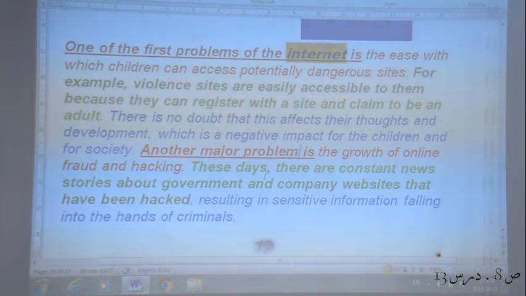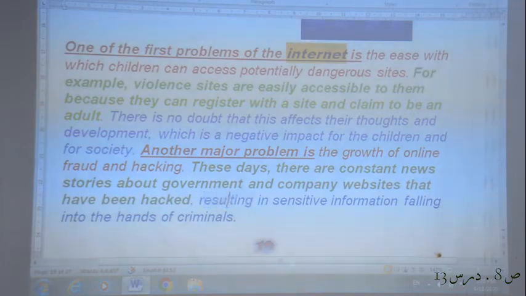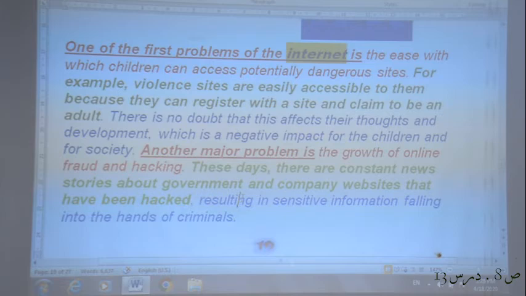These days, here I am trying to give a story about something that happens every day. For example, these days there are continuous news stories about government and company websites that have been hacked. Okay, have been hacked, resulting. Here we are talking about the result. Pay attention to how you can state your result. Resulting in sensitive information, essential information, important information falling into the hands of techno-criminals, those who are trying to damage our systems, our computer systems.